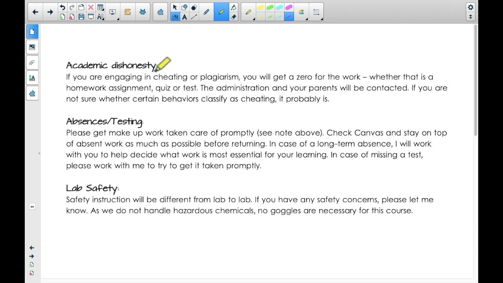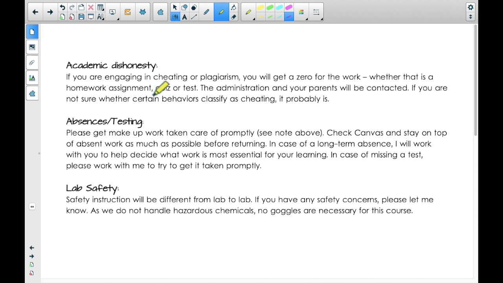On the back, academic dishonesty. If you're engaging in cheating or plagiarism, you'll get a 0 for the work, whether that's a homework assignment, quiz, or test. First of all, homework, please don't even bother to cheat on homework. It's kind of silly because you're sitting there scribbling down someone else's work, you don't know what you're doing, and you're not actually doing the learning.